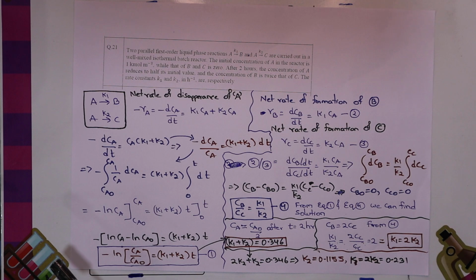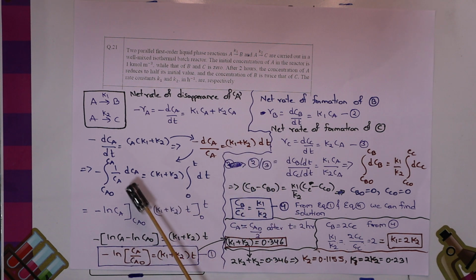Let us slightly deal with the things. Let us take this equation: minus dCA by dt is equal to Ca into K1 plus K2. So minus dCA by dt by Ca, that means I am separating the concentrations on one side and the time terms on the other side. So minus dCA by Ca is equal to K1 plus K2 into dt.